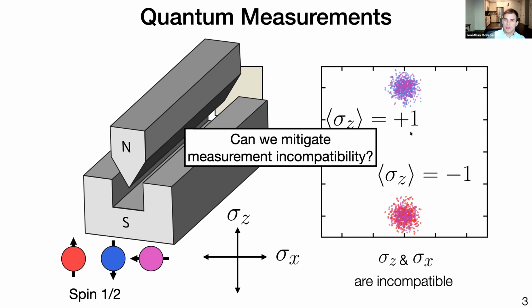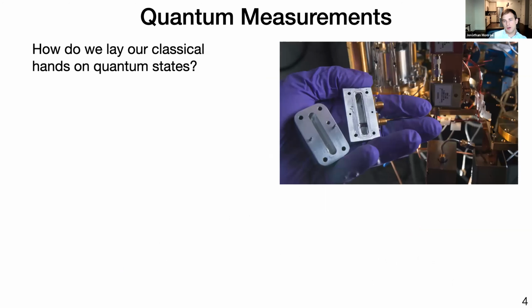And so the question that I'd like to answer in this talk is how we might be able to mitigate that kind of measurement incompatibility. The answer will be that if we add measurements, specifically if we add a weak measurement, we can do a little bit better than what the traditional view of these two incompatible observables would say. And so to do that, I need to tell you a little bit about how we do measurements in practice.